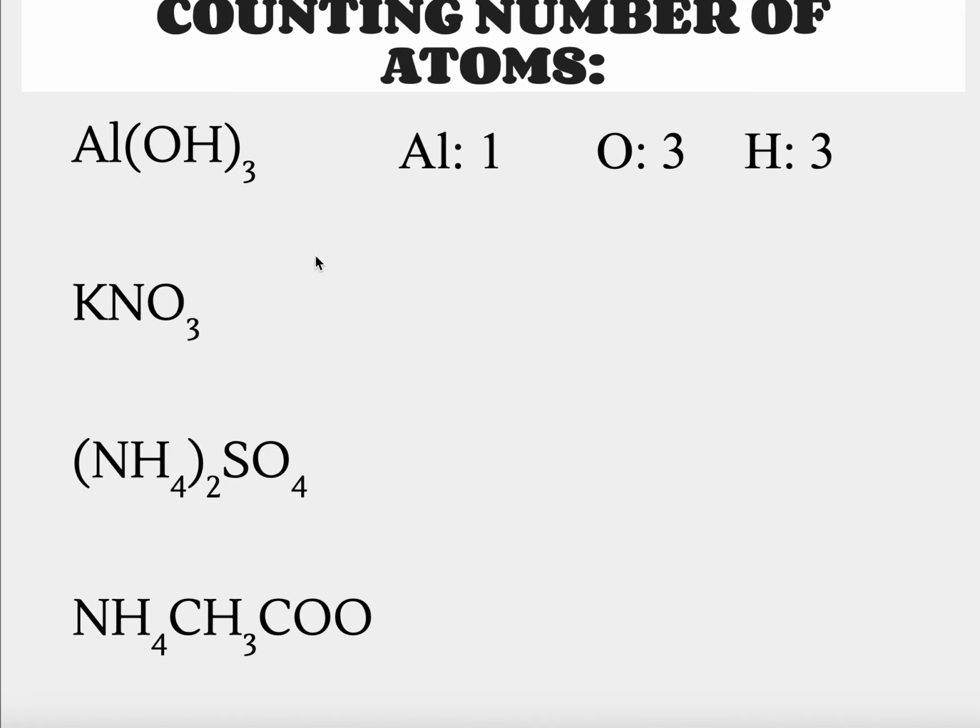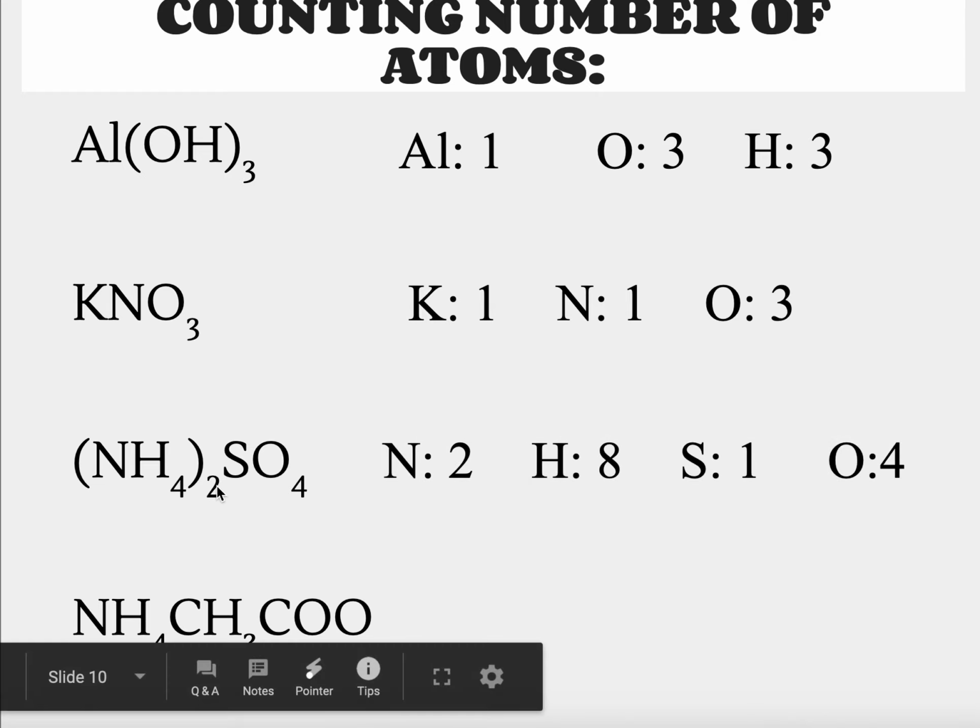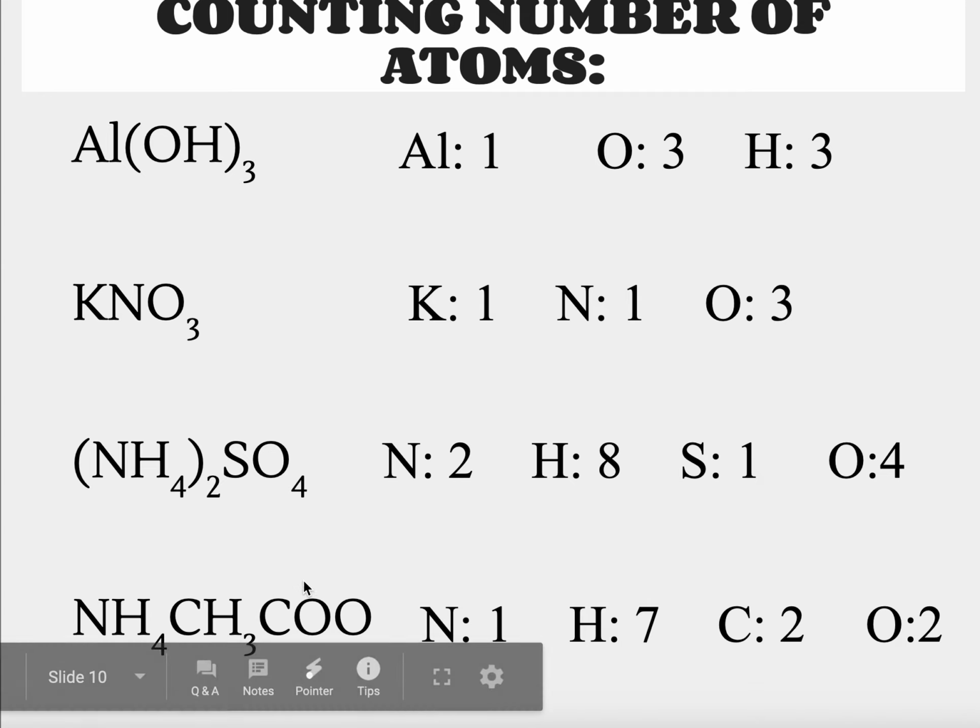Okay, let's look at the answers. 1 potassium, 1 nitrogen, 3 oxygens. Here again, that 2 is distributed, so that's how I get 8 hydrogens, because 4 times 2 is 8. 1 sulfur, 4 oxygens. And the last one. Notice that the carbon there's 1 here and 1 here. That's how I get to 2 because they're added together.